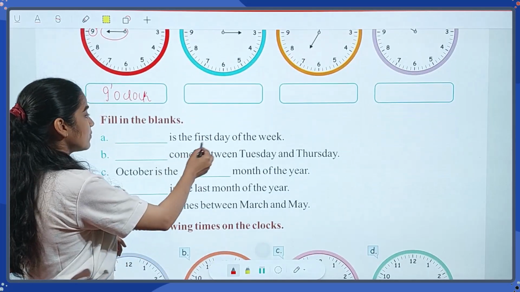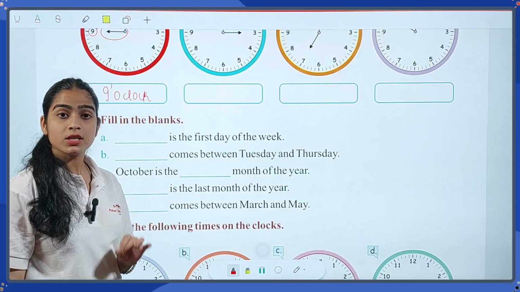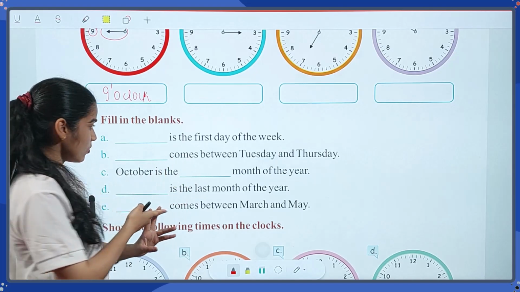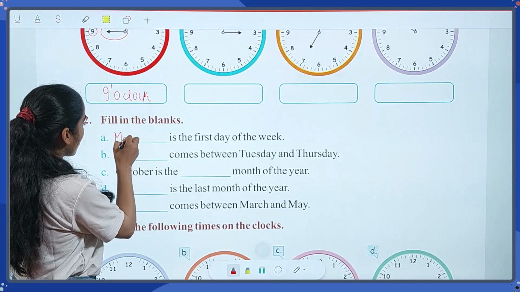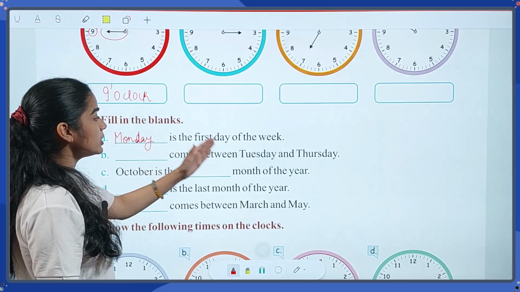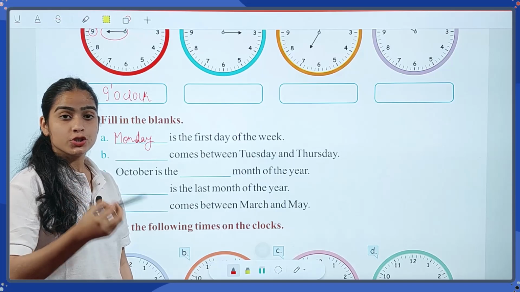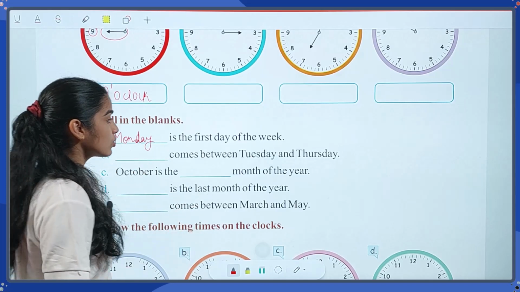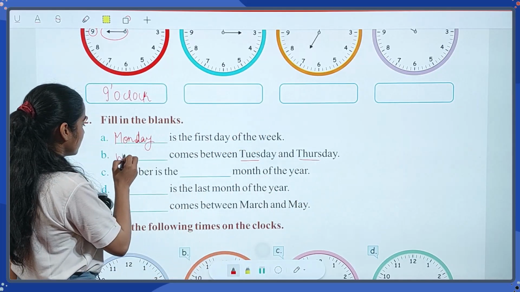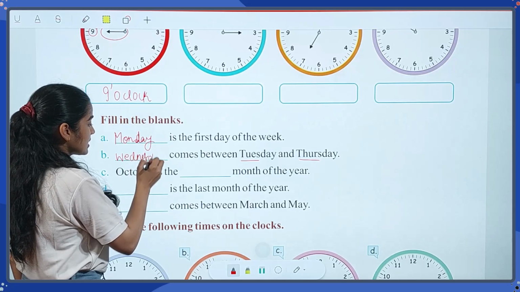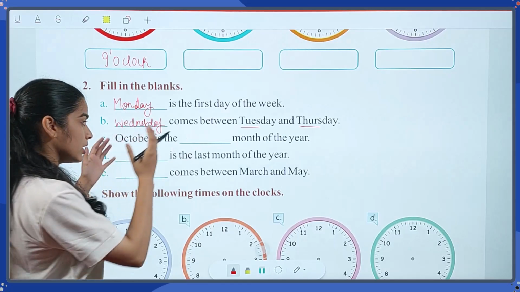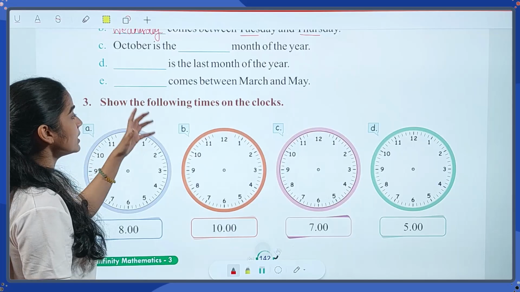Now, dash is the first day of the week. So what is the first day of the week? Start your song: Monday, Tuesday. So Monday is the first day of the week. Next, what comes between Tuesday and Thursday? Monday, Tuesday, Wednesday, Thursday. Wednesday. Well done. Students, in the same way you can do the rest of the questions, because we already learned this concept.